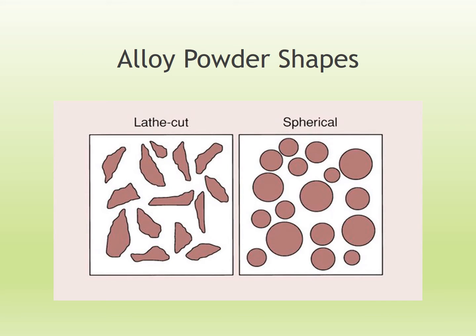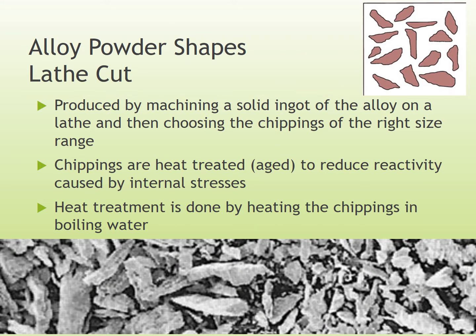The alloy is used in the powder form, and it's available in two shapes, either lathe-cut particles or spherical particles. The size and the shape of the particles are critical in the handling characteristics and the final properties. Lathe-cut particles are produced by machining the solid ingot of the alloy in a lathe. Basically, a lathe is a machine that is used for shaping woods, metals, and other materials. After that, the chippings of the right size are chosen. Then they will be heat treated in boiling water to reduce the reactivity caused by internal stresses.